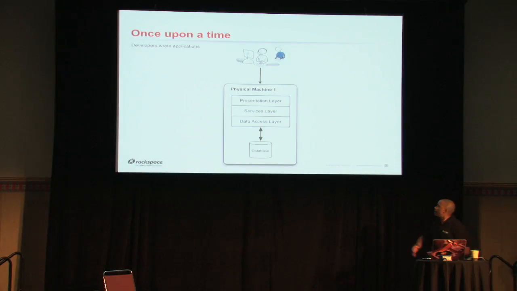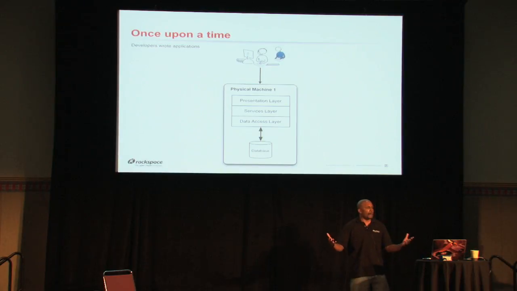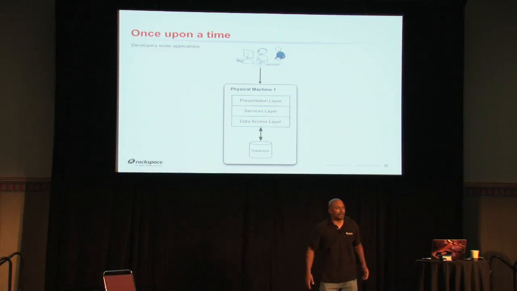So that's what we would do. We would write this code. We'd slam it on a box. If it worked on our box, push it to production. We're good to go, all right?